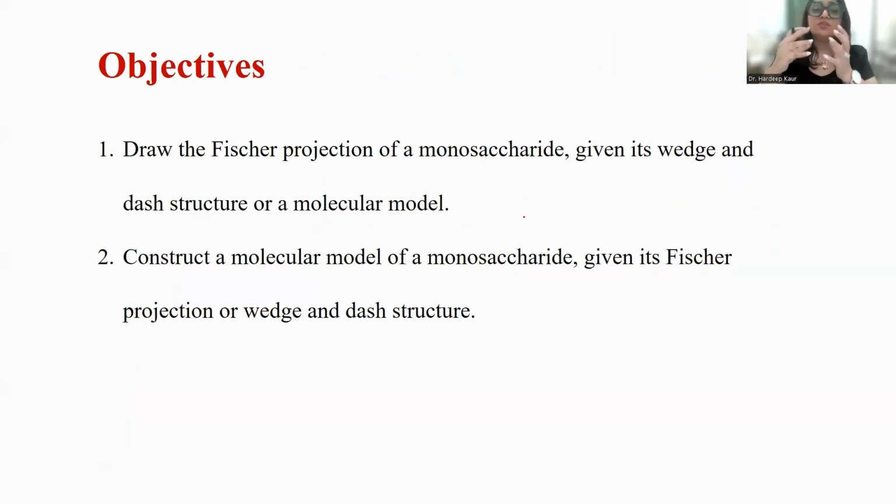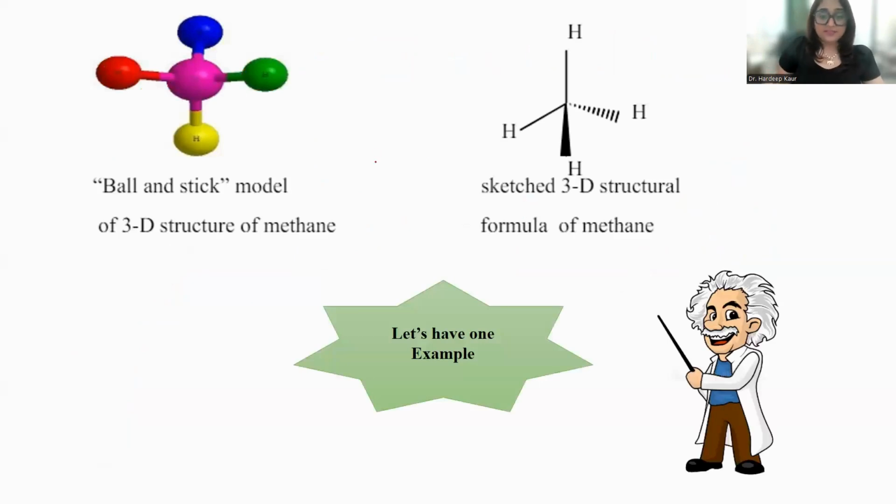So first, when you draw the Fischer projection of a monosaccharide and give its wedge and dash structure for a molecule, then you will get to know how the Fischer projection or wedge and dash structures help to understand the molecular model of a monosaccharide. So let's start with one example. This is a ball and stick model, three-dimensional, of methane.